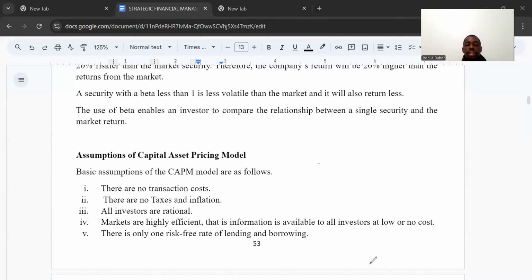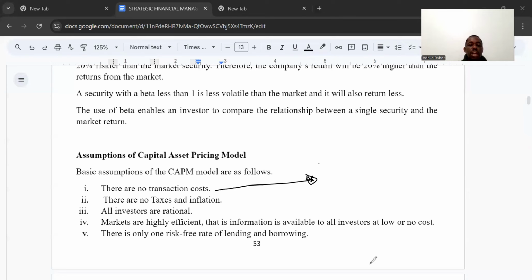There are times that your examiner will want to test some of these assumptions. So the first assumption here is there are no transaction costs. But in reality, there will always be transaction costs for buying and selling security. So the assumptions at times also serve as what? Limitations to that particular model. There are no taxes and inflation. So in your exam, if you like, you can break this point into 2: there are no taxes, no inflation.